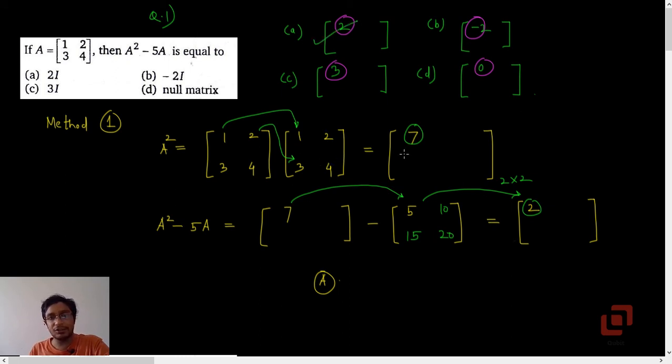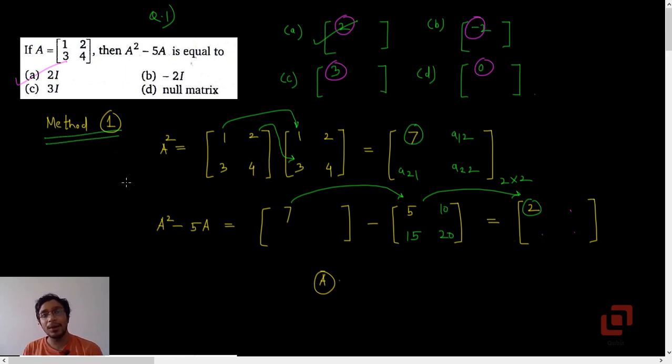So without actually calculating A12, A21 and A22 of both A squared and 5A, we actually got the answer, and that is option A. In the examination there is no need to continue with the remaining portion of the matrix because you have got the answer. So please don't waste your time in finding the remaining 3 entries. But that's not it. This is only the first method.